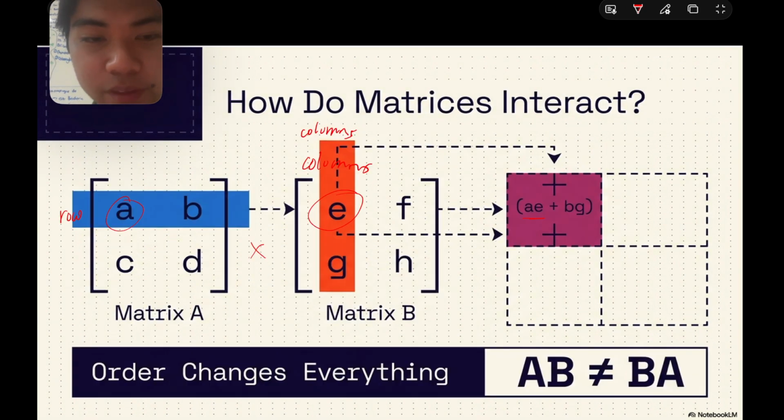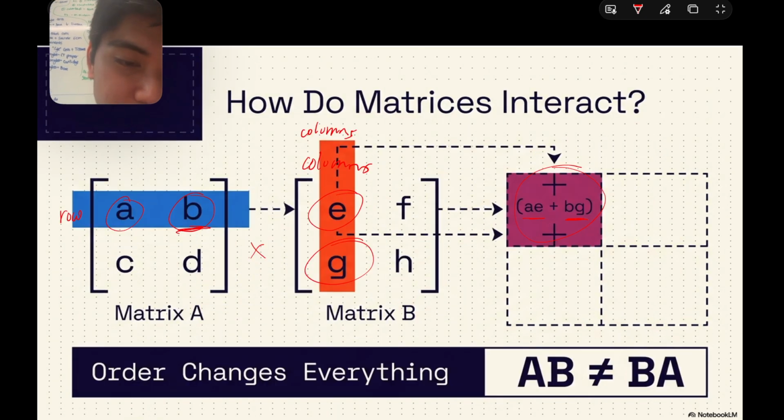Because we have another value in our row, we take that second value B, and we also have another value G in our first column, and we multiply those together. The addition of those two gives us the value for the top left hand corner of our matrix. The order changes everything, because if we were to do matrix B times A, that's going to give us something different.